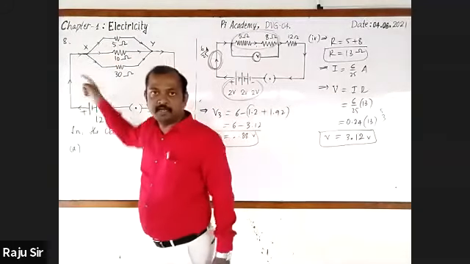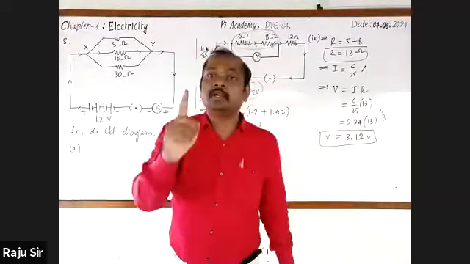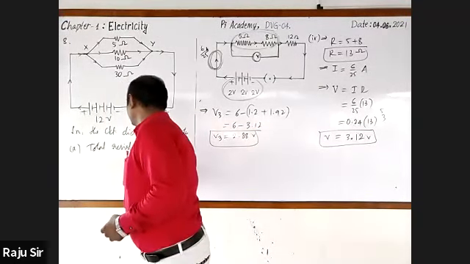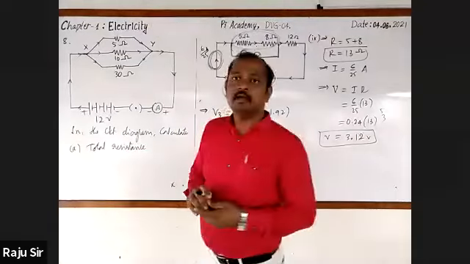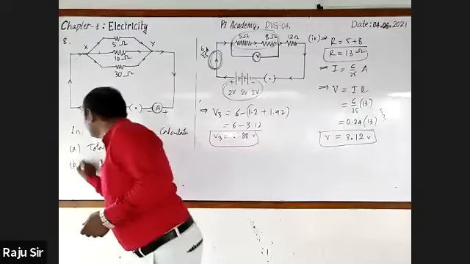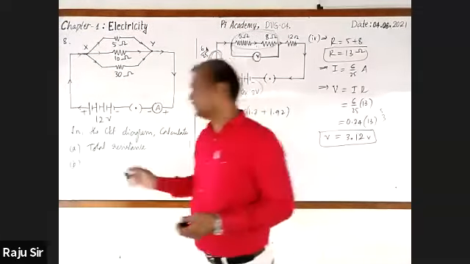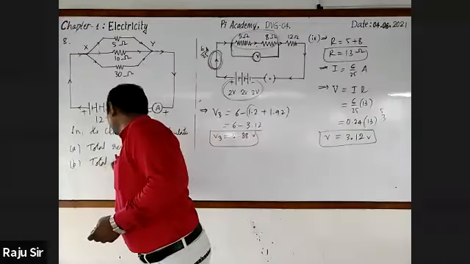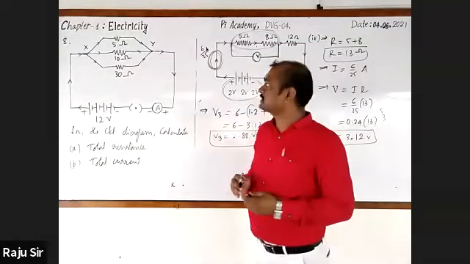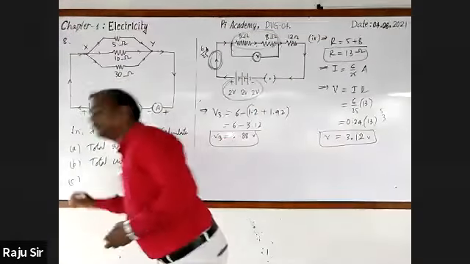Here, 3 resistors are connected in parallel. Then we can go for finding the total resistance, the resistance offered by the circuit. Or just you can write total resistance. B. Similarly, the total current. We are going to find out the total current that is constituted in the circuit. And third one, current flowing through each resistor.